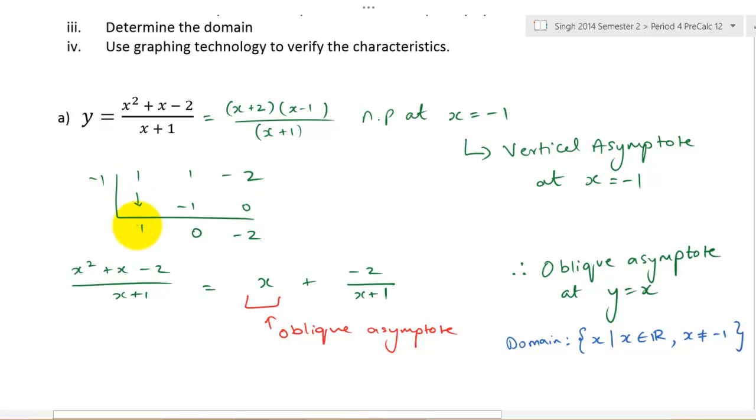To do that, I set up my synthetic division, and what I end up getting is the following expression. And in this expression, I know that the first part over here represents the equation of the oblique asymptote. So therefore, I have an oblique asymptote at y equals x. And lastly, the domain of this function is all real numbers except x cannot equal -1 because that's where the vertical asymptote is. So when all is said and done, this particular graph will have these two aspects, a vertical asymptote at x equals -1 and an oblique asymptote at the line y equals x.